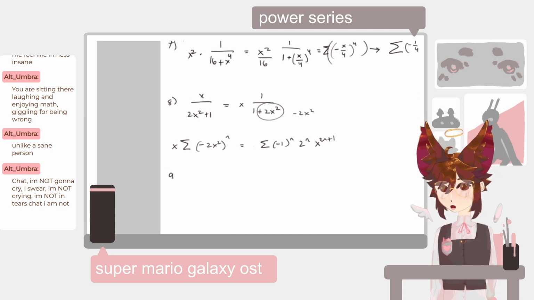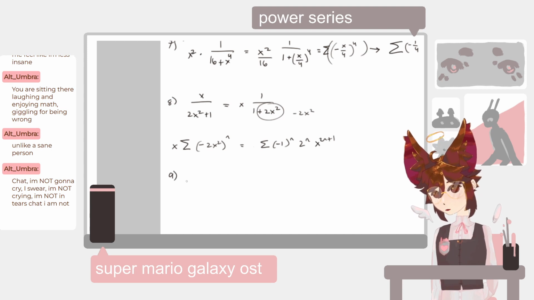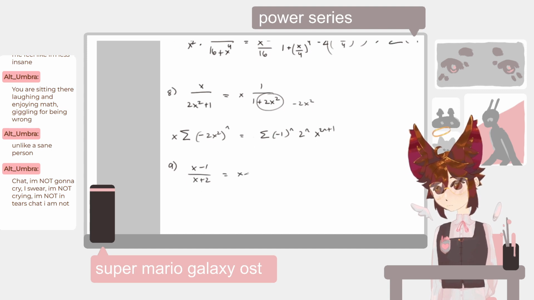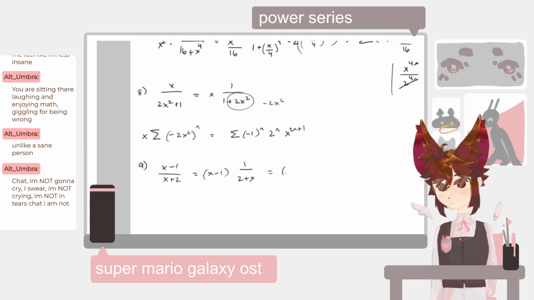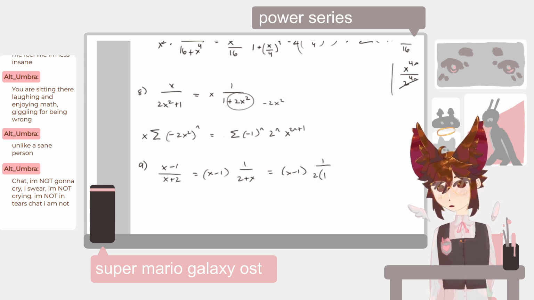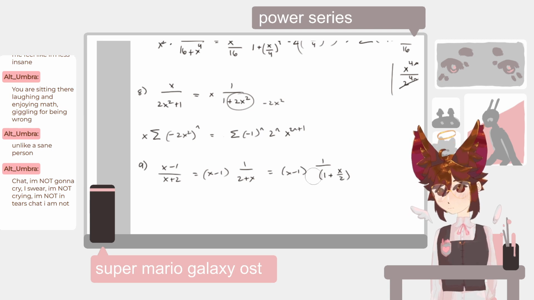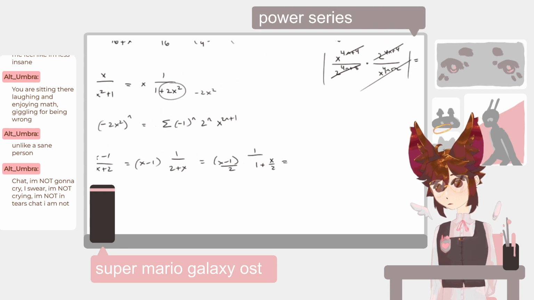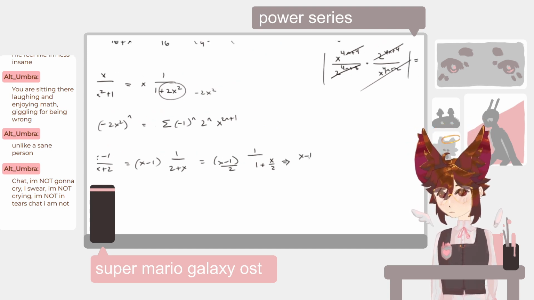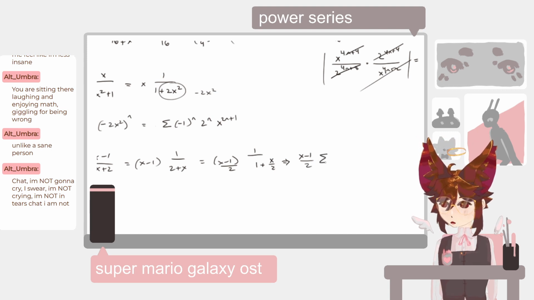Okay, I'm just gonna do 9 as well because I want to have one that I can check. Okay, so x minus 1 over x plus 2. So this is going to equal x minus 1 times 1 over 2 plus x, which is going to equal x minus 1 minus 2 times 1 plus x over 2. Which is fun. We can bring this 2 out over here, out of our way. And then we can do a little funny sigma moment.